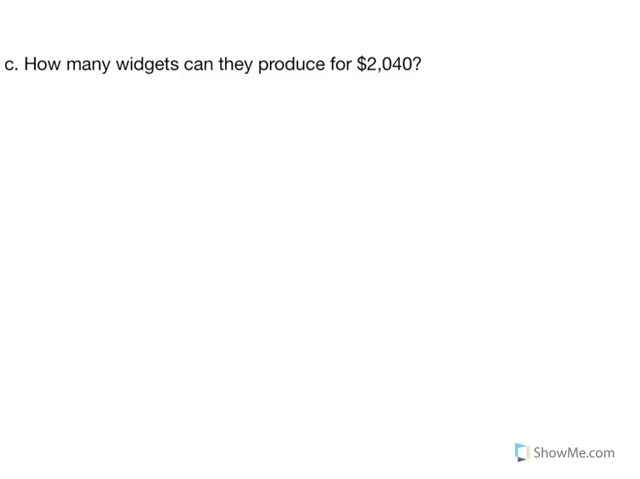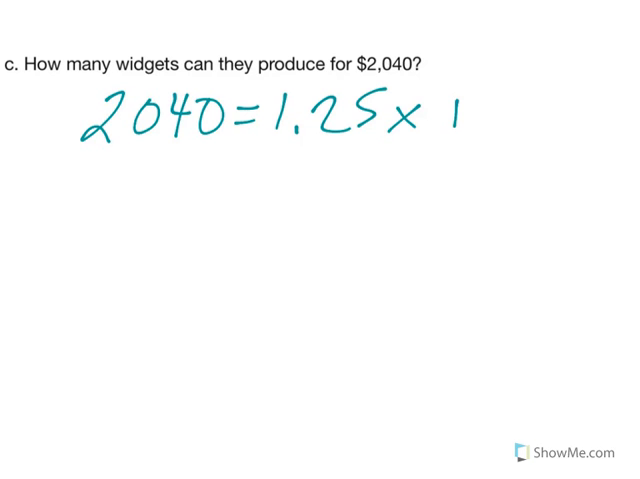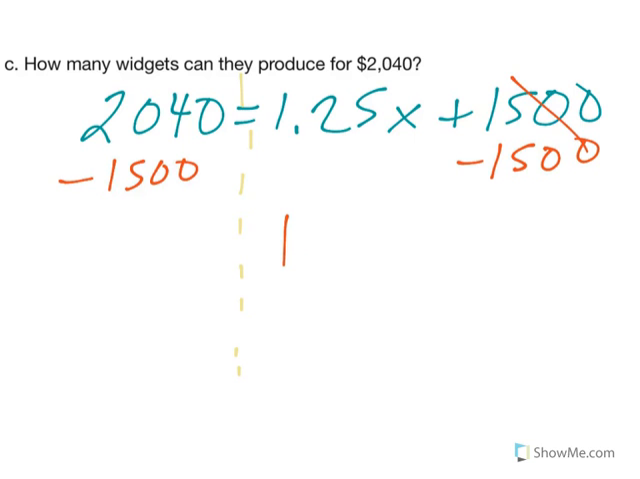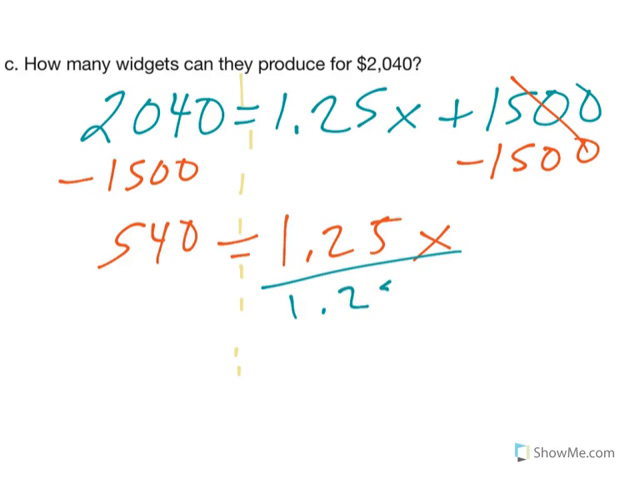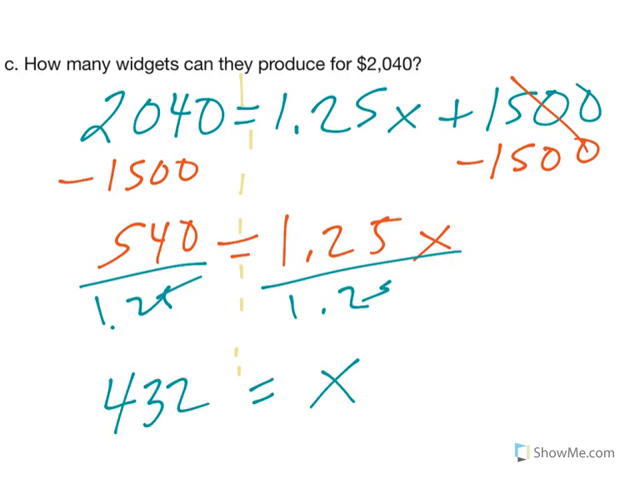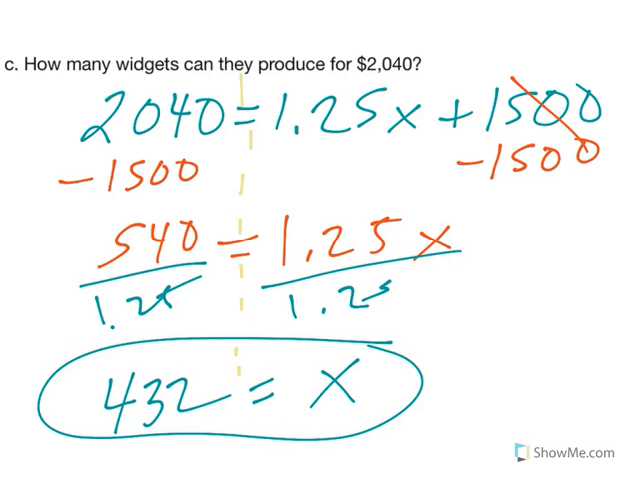Letter C, how many widgets can they produce for $2,040? Well, that's going to be your y value. So again, we say, let's do the math. The equal sign cuts it in half. We've got to do the same thing to both sides. So I subtract 1,500, and 1.25x equals 540. Divide both sides by 1.25, and we get 432. So you can produce 432 widgets in that amount of time.